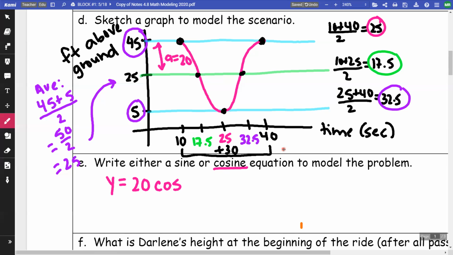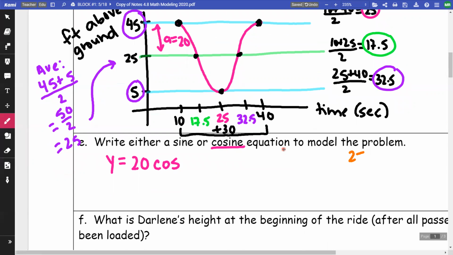So to figure that out, I go 2 pi over b equals 30. So I get 2 pi over 30 equals b, which means when I reduce that, I get pi over 15. That's my b. Pi over 15.